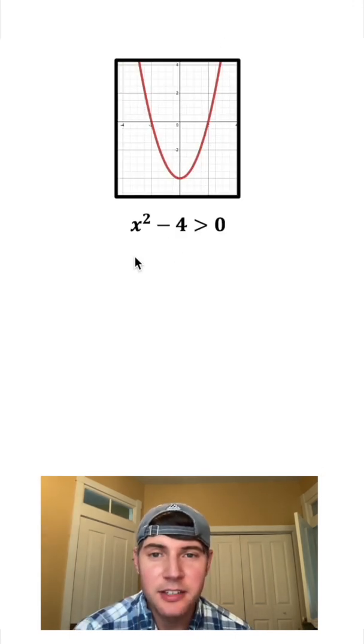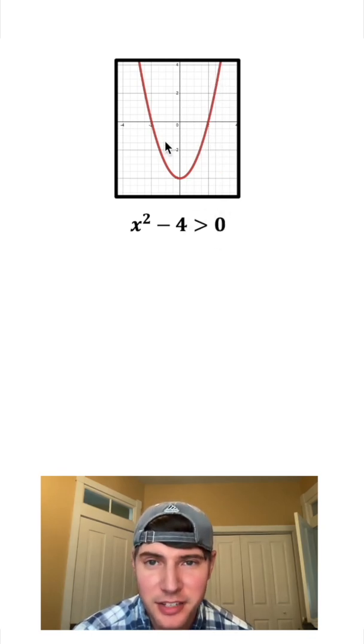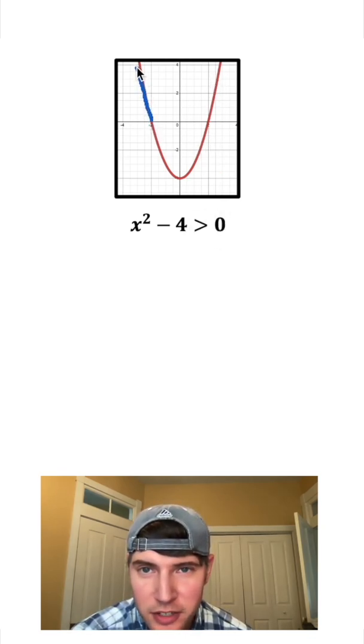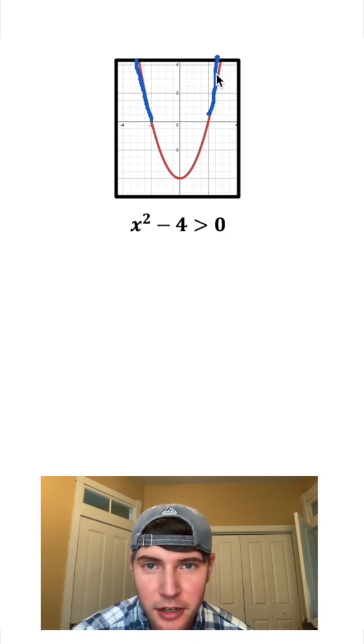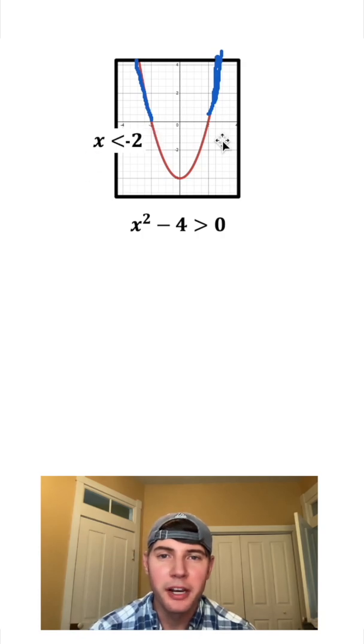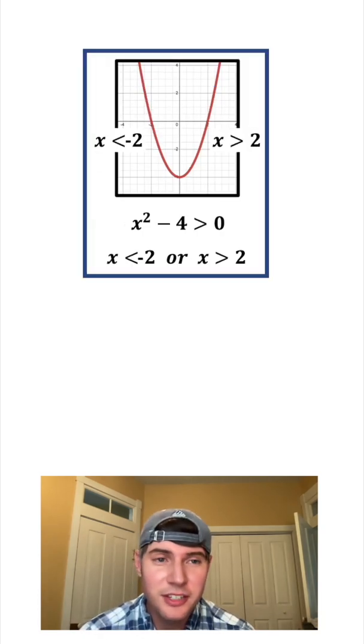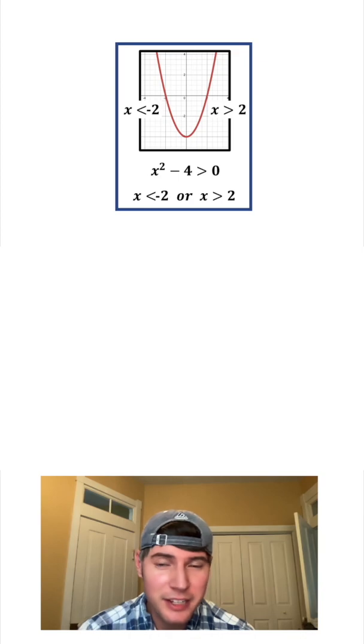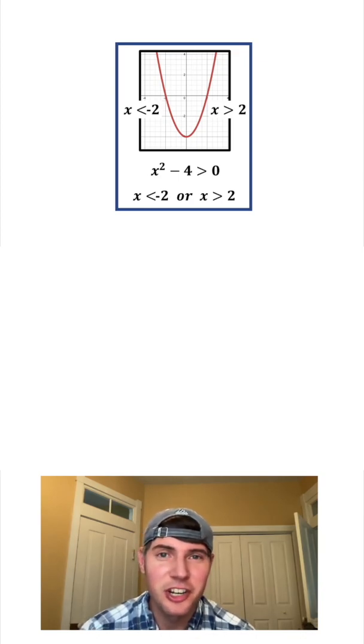This red line is x squared minus 4, so when is that greater than 0, or when is that above the x-axis? So we can see it's true for all of this up here, and it's true for all this right here. So we can see from the graph that it's anywhere where x is less than negative 2, or where x is greater than positive 2. So this is the answer to the question. But if you don't have access to a graphing utility like Desmos, there's another way you can do this.